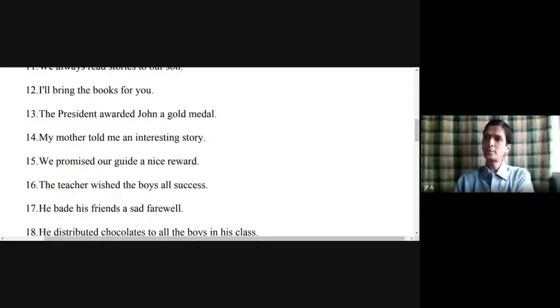തീർച്ചയായിട്ടും പ്രെഡിക്കേറ്റ് ആണ്. ഇറ്റ്സ് പാർട്ട് ഓഫ് ദി പ്രെഡിക്കേറ്റ്. ഡിസ്ട്രിബ്യൂട്ടഡ് ചോക്ലേറ്റ്സ് ടു ഓൾ ദ ബോയ്സ് ഇൻ ഹിസ് ക്ലാസ് മുഴുവൻ പ്രെഡിക്കേറ്റ് ആണ്. അപ്പോൾ അത് ഇൻ ഹിസ് ക്ലാസ് എന്ന് പറയുന്നത് ഇറ്റ് ഈസ് ആഡിങ് ടു ഓൾ ദ ബോയ്സ് എന്നുള്ളതിന് കുറച്ചുകൂടെ ഒന്ന് ക്വാളിഫൈ ചെയ്യുന്നത്, കുറച്ചുകൂടി മീനിങ് കൊടുക്കുന്നതാണ്. ഏത് ബോയ്സ് എന്നുള്ളതിന്. അപ്പോൾ ഇൻ ഹിസ് ക്ലാസ്.